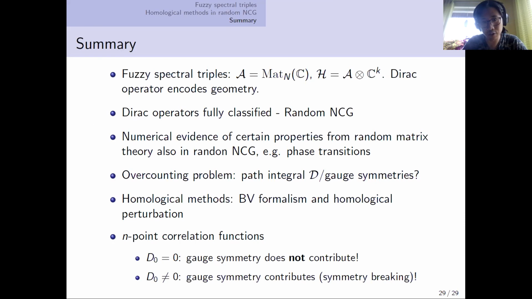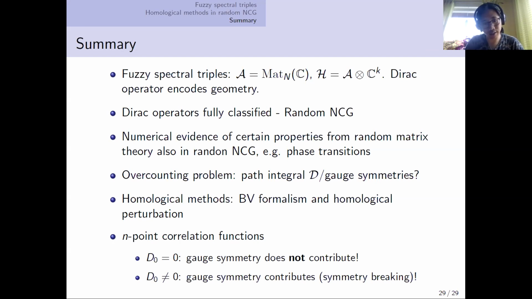There is numerical evidence of certain properties from random matrix theory, for instance phase transitions, which can also be seen in random noncommutative geometry, and which motivates the study of random NCG. However, one of the things which was not taken care of yet was gauge symmetries, so this is where we attempted to do some work. What it means is that we want to take care of an overcounting problem, where we want to compute this path integral up to these gauge symmetries. So we want to integrate over the space of Dirac operators up to gauge symmetries.